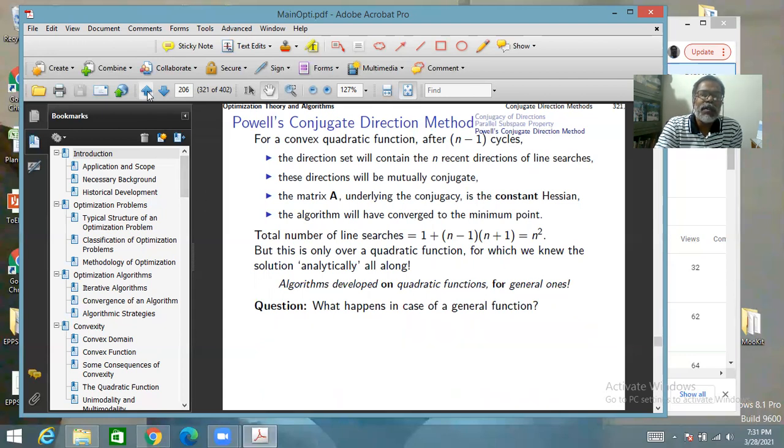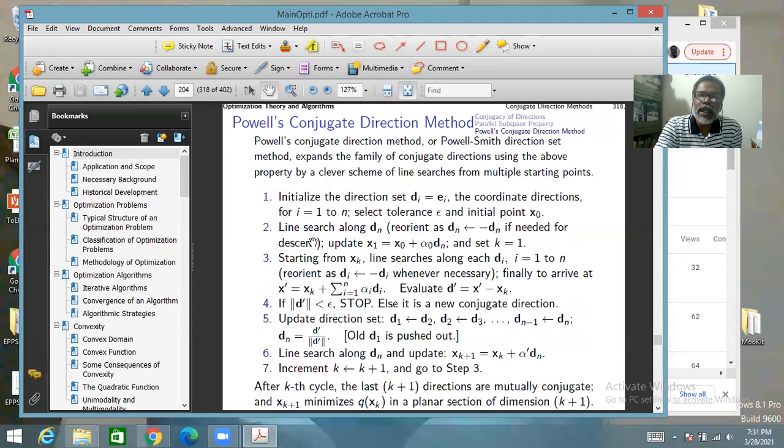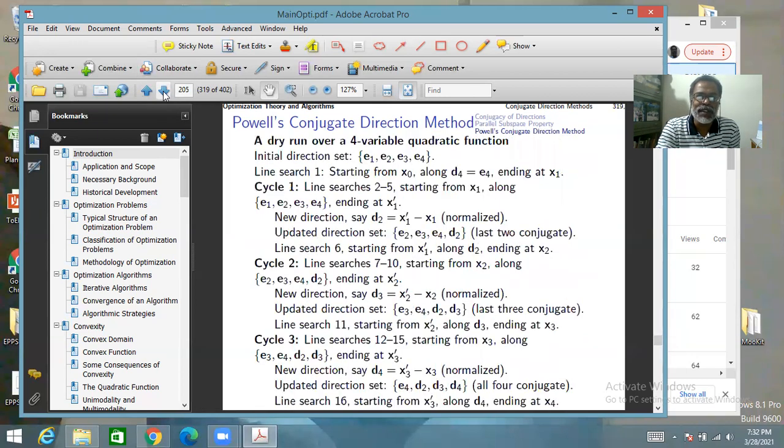That is why the way the algorithm has been written, it doesn't say to stop after n-1 cycles. It says to stop if a full cycle of line searches produced not much movement. That means you have converged, but not just because n-1 cycles have been over. So that is why this is the algorithm. And the algorithm operates for general functions also, not necessarily only quadratic functions.